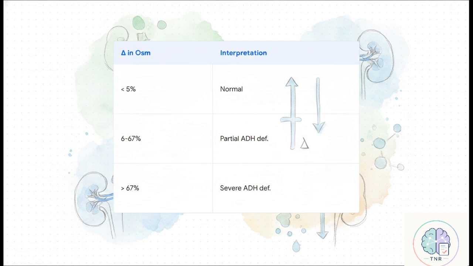If the increase is less than 5%, the interpretation is totally normal. If the osmolality jumps anywhere from 6% to 67%, it firmly indicates a partial ADH deficiency. And if administering that ADH causes a massive increase of greater than 67% in urinary osmolality, well, you're looking at a severe ADH deficiency. The numbers just don't lie, and they point directly to your final diagnosis.